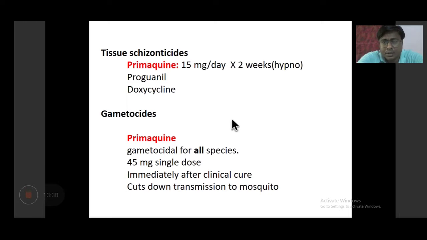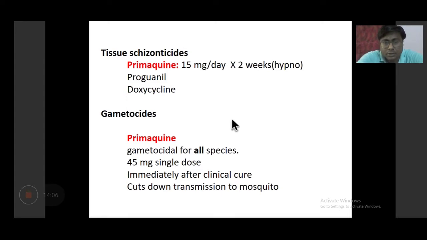While in falciparum malaria, you will find primaquine again, but not for prevention of relapse. This is very, very important. In falciparum also we are giving primaquine, in vivax also we are giving primaquine, but the purpose is different. In vivax, the purpose is to prevent relapse, and hence the dose of primaquine is 15 mg per day for 14 days. While in falciparum, the purpose is to kill the gametes.